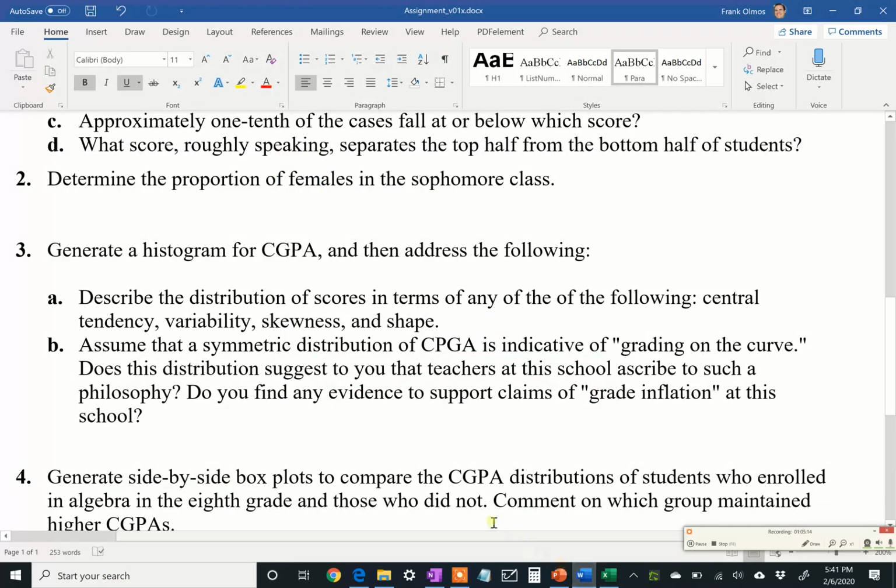And then I ask you questions about it. Describe the distribution of scores in terms of central tendency, skewness, variability, and shape. Basically, just describe the shape. See if it's skewed or not, or if it's negatively skewed or positively skewed. And then assume that it's a symmetric distribution. Assume that cumulative GPA is indicative of the grading on the curve. Does this distribution suggest that teachers at this school subscribe to such a philosophy? Do you find any evidence to support claims of grade inflation at the school?